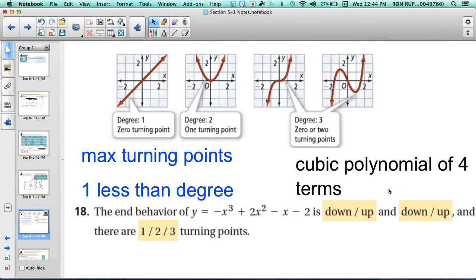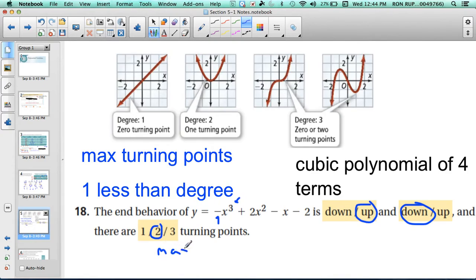So let's look at this, kind of put it all together. In this polynomial here, we have 4 terms, so it's a polynomial of 4 terms, and the degree is 3, so it's cubic. The end behavior: my a value is negative, so my right side will be going down. My degree is odd, so my left side will be opposite of my right side. And the degree is 3, so I'll have a maximum of 2 turning points.